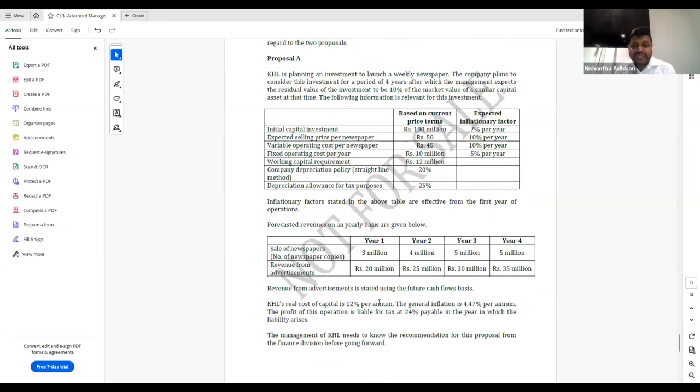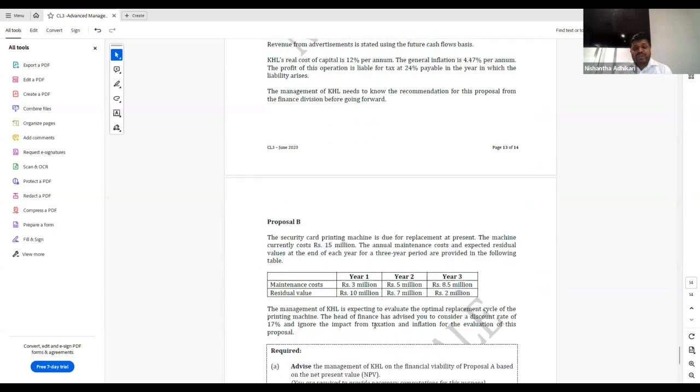The management of KHL needs to know the recommendation on the proposal from the finance division before going forward. That is proposal number one. It is a simple project appraisal question. We can do that.